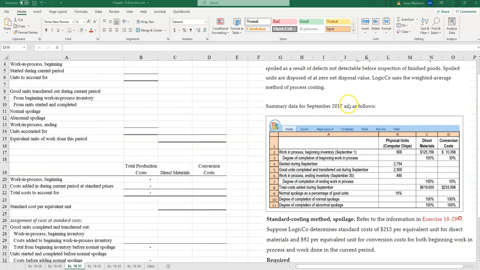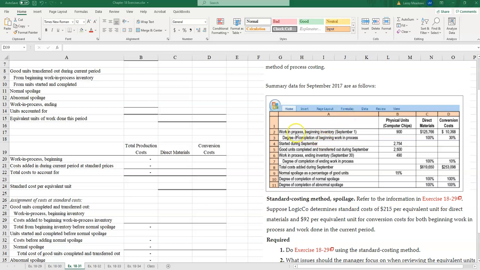So, under standard costing, let's review this information that we did in the previous two exercises. Our beginning inventory, we had 900 units. Of that beginning inventory, 125,766 was related to direct materials, and conversion costs was 10,368, and those were costs, remember, from the previous period that are now carried over in this period. Degree of completion, beginning work in process inventory, 100% complete with regards to direct materials, 30% complete with regards to conversion costs.